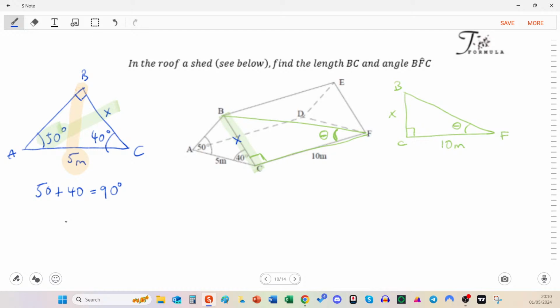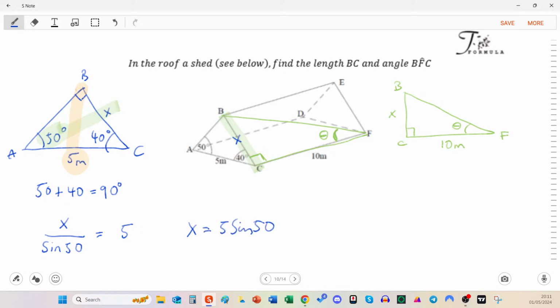So the sine rule says x over its opposite angle, sine 50, is equal to the 5, and that's the other pair, over sine 90. And we know that sine 90 is equal to 1. So this whole side is equal to 5. And then we will find that x is equal to 5 sine 50.